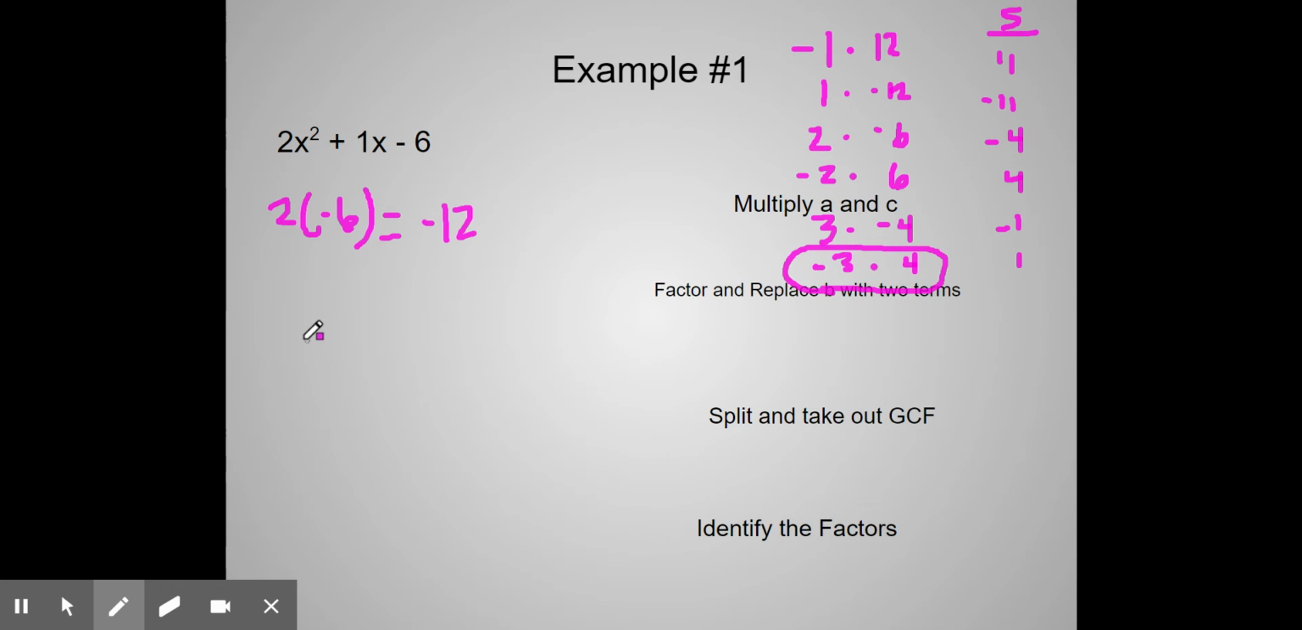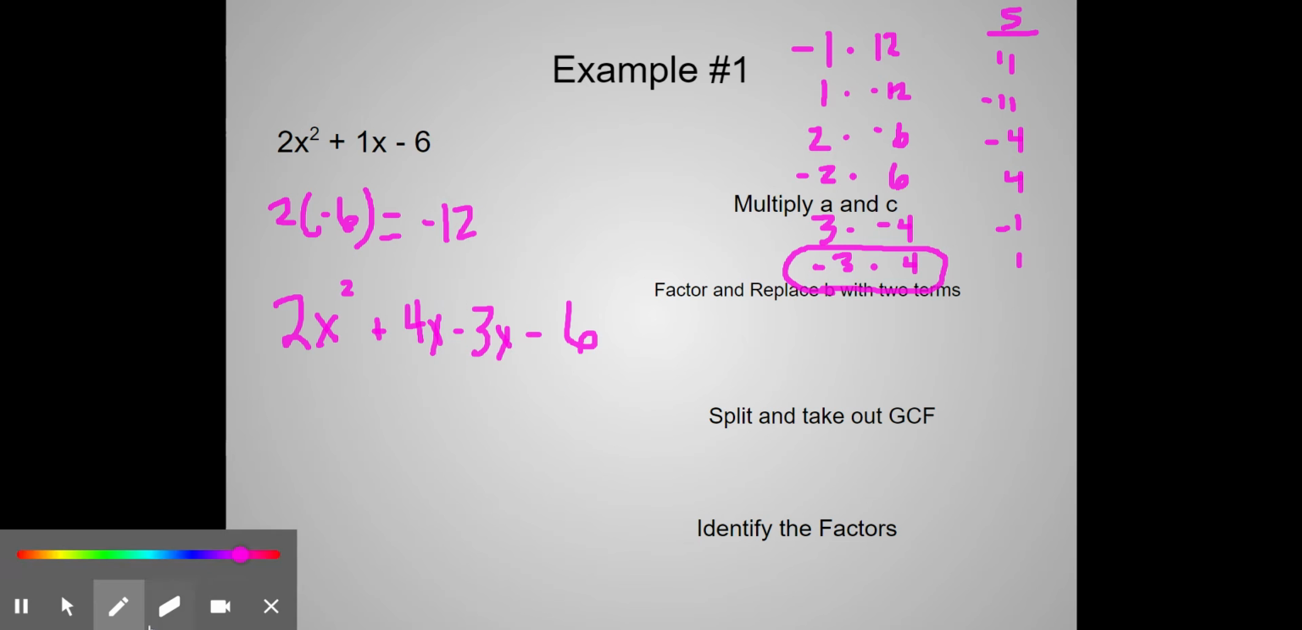So what we're going to do is rewrite this. So we're on step 2 already. We're going to replace this with 2x squared, which is what we originally had. Now, instead of plus 1x, we're going to replace it with plus 4x minus 3x, and then minus 6. So that's what we went ahead and did. We did the factorization part here, and then we replaced our positive 1x with 4x and negative 3x. So essentially, we just wrote it in different terms.